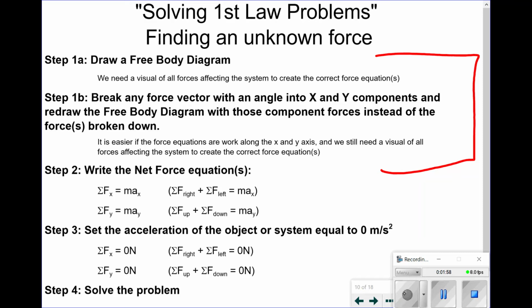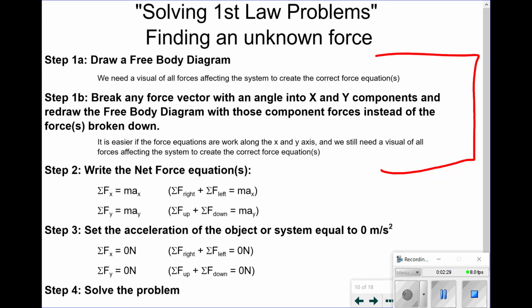If you have any forces at an angle with whatever your XY axes are set up to be, then you need to break those vectors up into their X and Y components. Once you break those vectors up into X and Y components, redraw the free body diagram one more time. You're not going to have the vectors that you've broken down. Instead, you'll replace those individual forces with the components that you drew instead. This will make your life a whole lot easier.